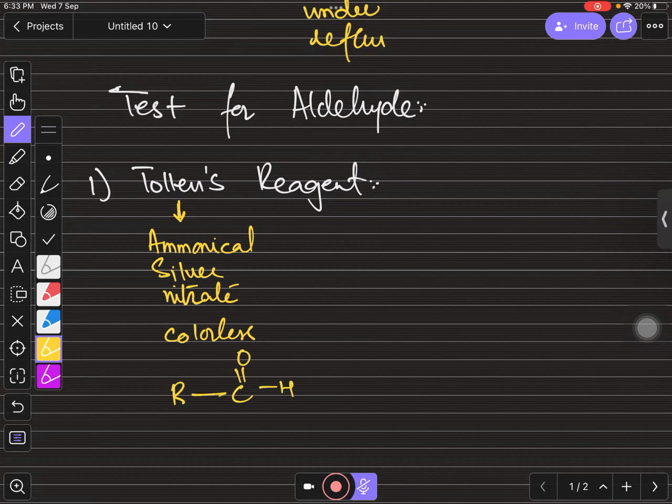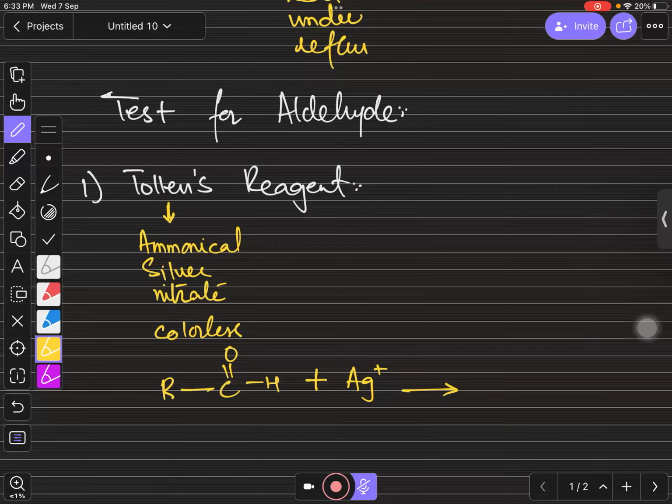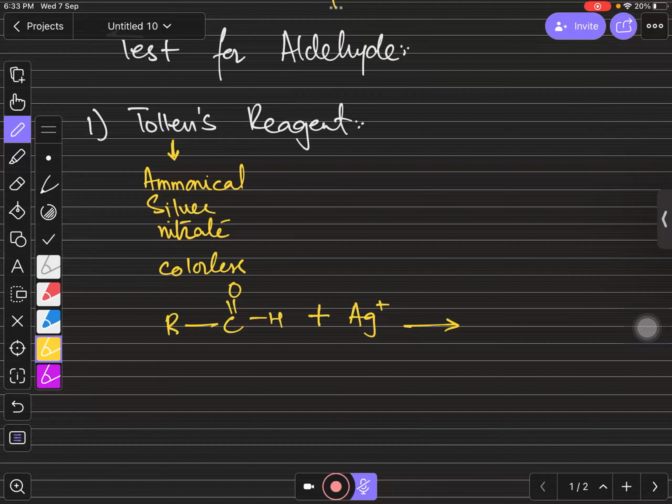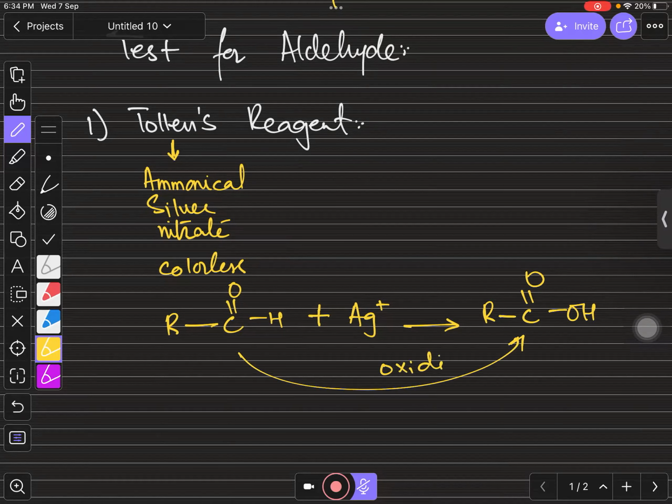So you add what? Silver nitrate over here. When you add silver ions, these silver ions are going to oxidize this aldehyde and convert it into carboxylic acid. ये हो गया आपके पास oxidized. And then silver ions receive 1 electron to become silver.